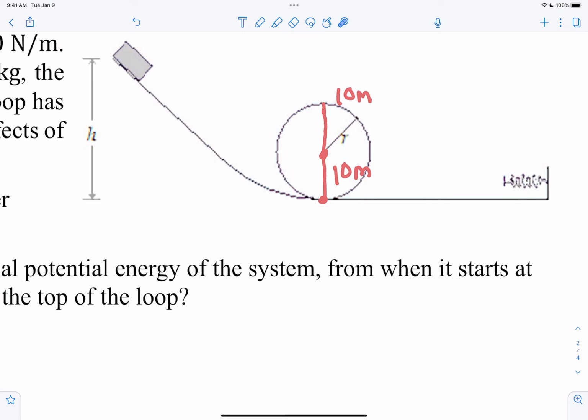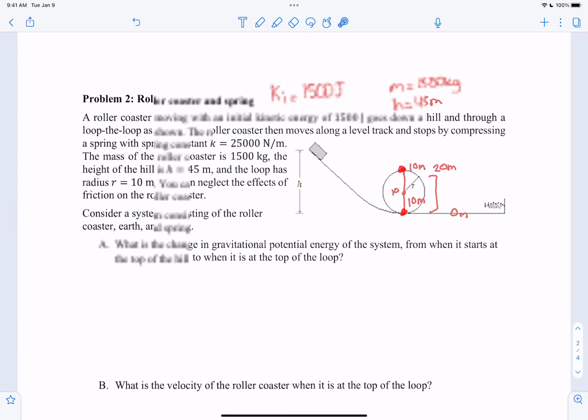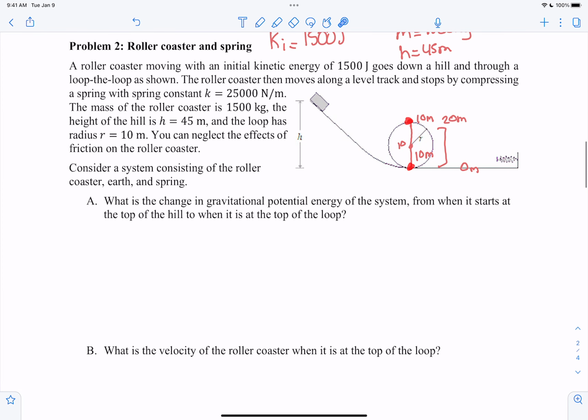So in reality, at the top of the loop, it's 20 meters in height total. At the bottom of the loop, we can make that our arbitrary 0 meter point. And in the middle here, it's 10. Rarely do we consider things in the middle. Usually, if you have a problem like this, the top of the loop and the bottom of the loop are the most important measurements to watch out for.